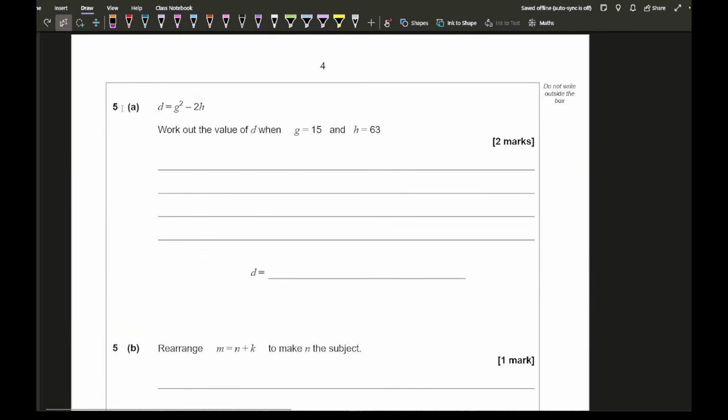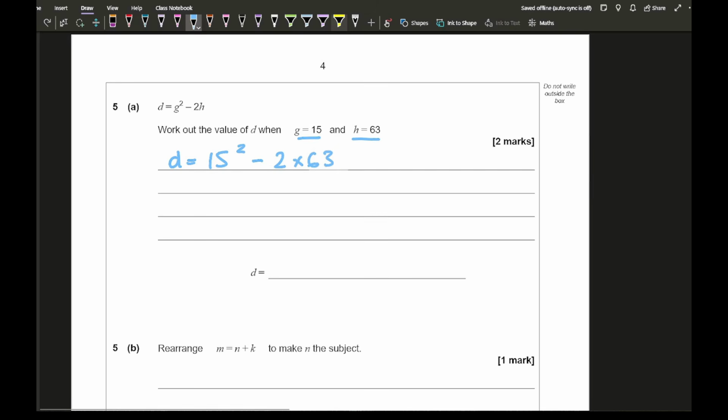Moving on to question 5a, it says d equals g squared minus 2h. Work out the value of d when g equals 15 and h equals 63. So for this, we're working out d, and all we're doing is replacing g with 15 and h with 63. So this is going to be 15 squared minus 2 lots of 63.